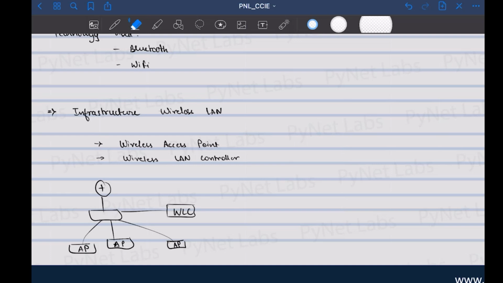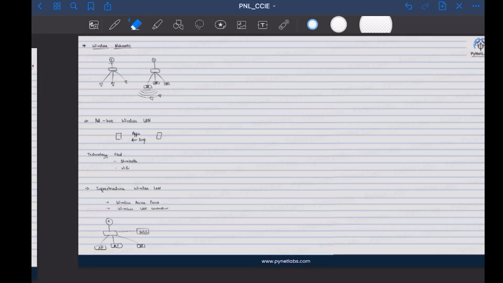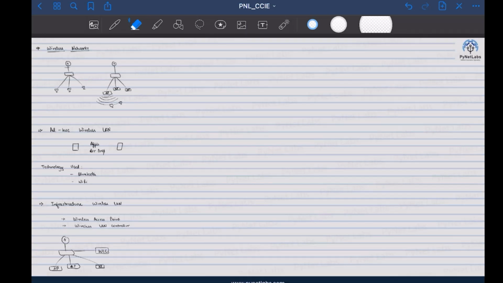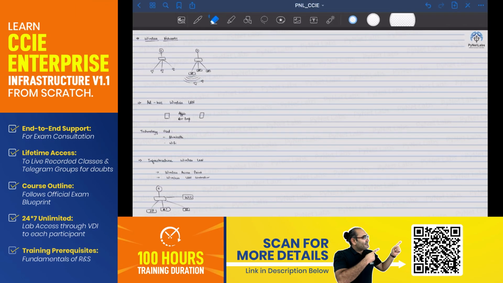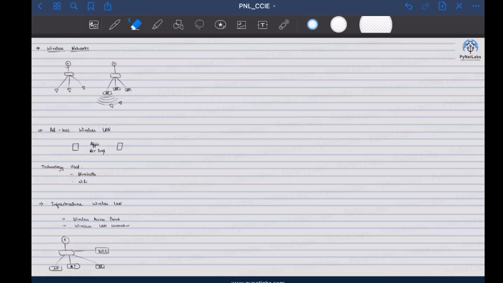Now, where do we use it? We use it everywhere. So in your enterprises, in your public spaces like a cafe or a restaurant or a hotel, all these are utilizing this type of setup only for providing a seamless experience to their clients or customers, right?